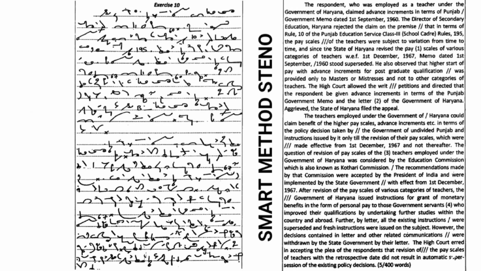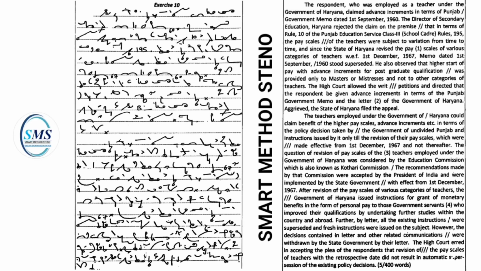The High Court allowed the writ petitions and directed that the respondent be given advance increments in terms of the Punjab government memo and the letter of the government of Haryana. Aggrieved, the state of Haryana filed the appeal.